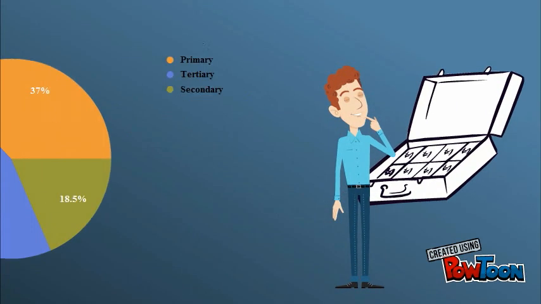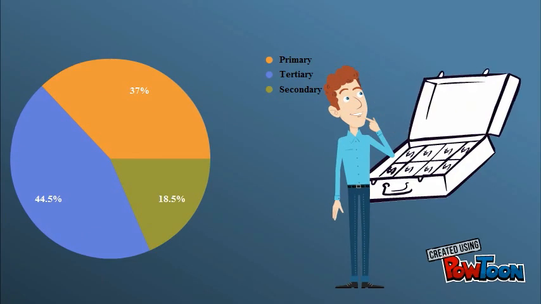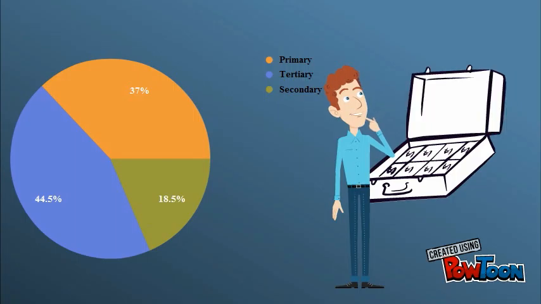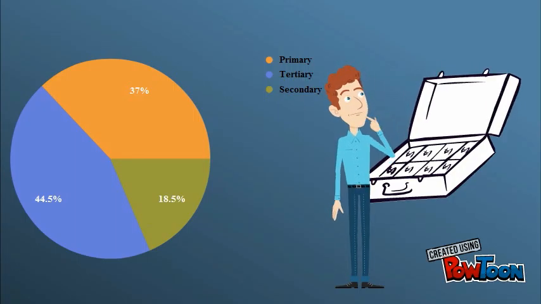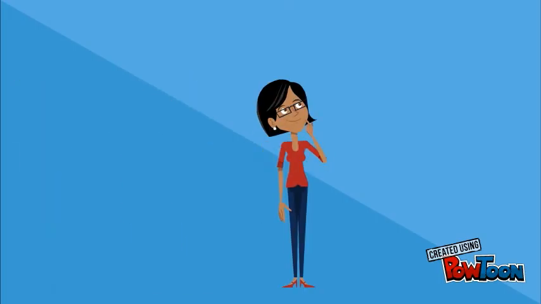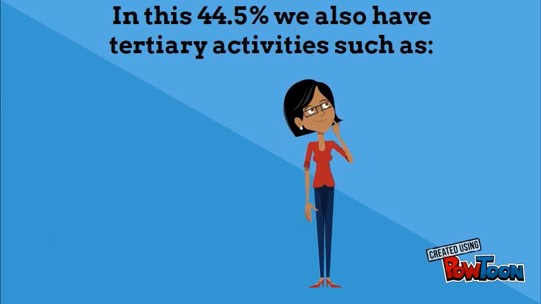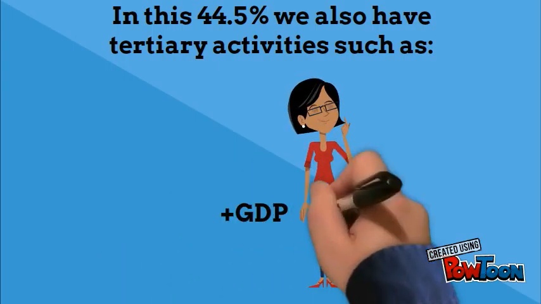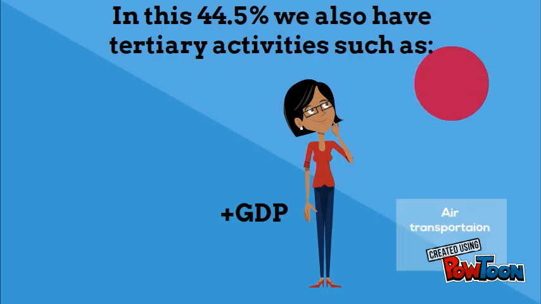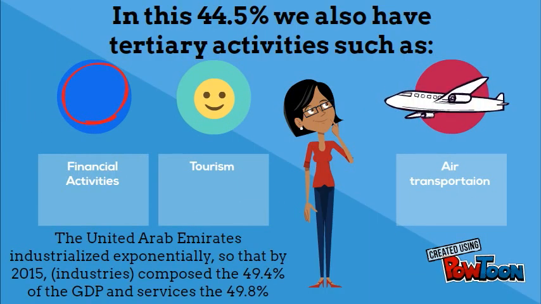Then, if we talk about the percentages, the primary sector would occupy 37% of the GDP, while the secondary has 18.5% and the tertiary has a majority of 44.5%. In this 44.5%, we also have tertiary activities, which are summed to the GDP. These tertiary activities are air transportation, tourism, and financial activities.